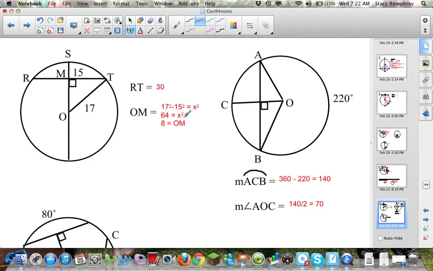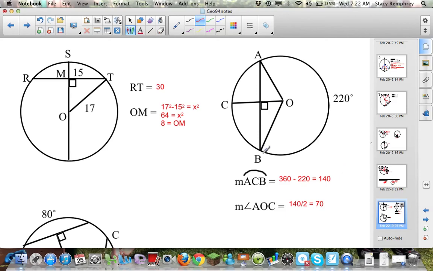For the last set of examples, and again, you can pause this, copy them down, work through, and come back and check. RT is going to be 30 because this is a radius perpendicular to a chord. If this is 15, then this side is 15. For OM, I used the Pythagorean theorem since I knew 2 sides, and the work is here.